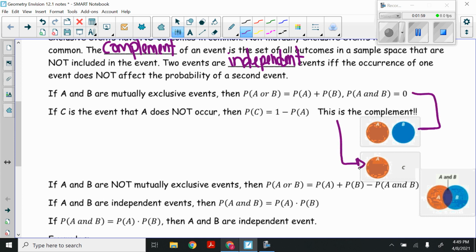This is our complement. If A and B are not mutually exclusive, then the probability of A or B equals the probability of A plus the probability of B minus the probability of A and B. So that's not mutually exclusive here. If A and B are independent events, then the probability of A and B equals the probability of A times the probability of B. So if the probability of A and B equals the probability of A times the probability of B, then you know that they are independent events.